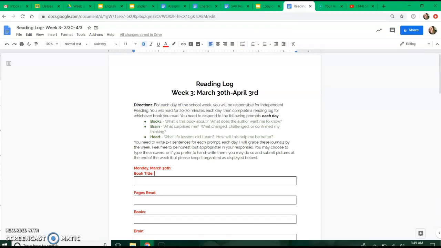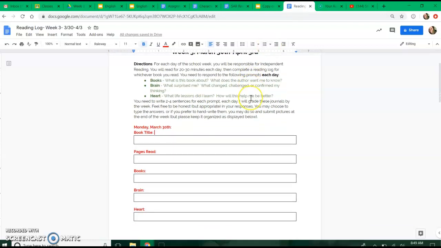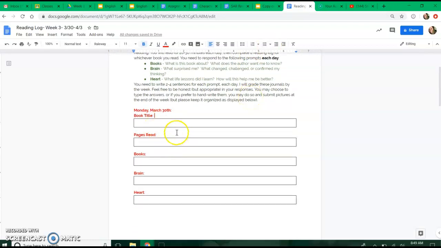It's the same thing. I just changed the way the format looks. So Monday, you're going to have your book title and the number of pages you read. Then you're going to answer the 3 different things. So books, you'll go up here. What is the book about? What does the author want me to know? One to three sentences, you'll type in the books box.